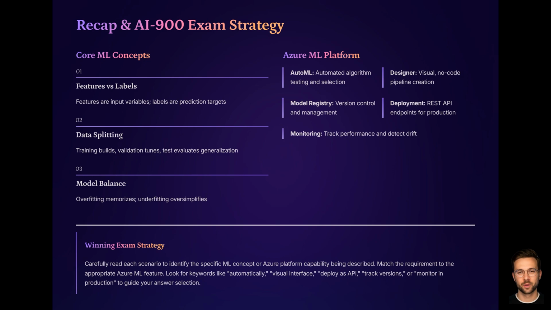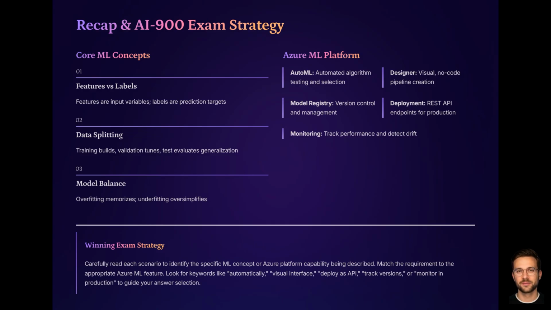Let's recap the main points from this lesson. You saw that features are the inputs to a model, and labels are the values the model is trained to predict. Data is often split into training, validation, and test sets to evaluate how well a model generalizes to new data. Overfitting means high performance on training data but poor performance on new data, because the model memorized noise. Underfitting means the model is too simple and performs poorly everywhere.